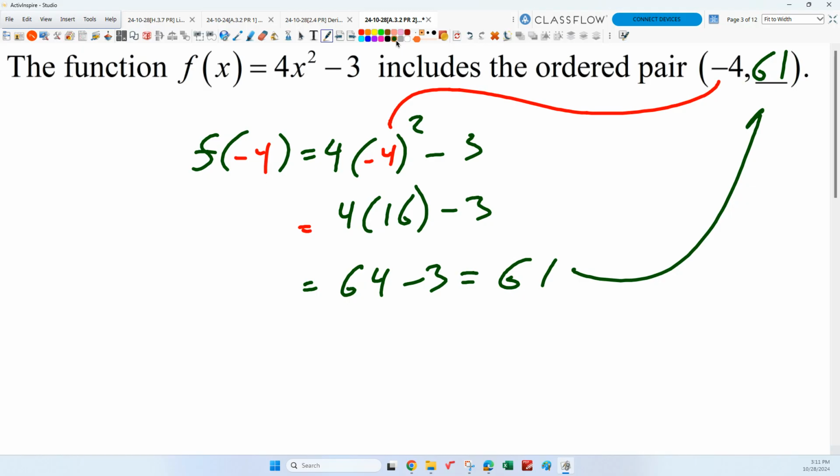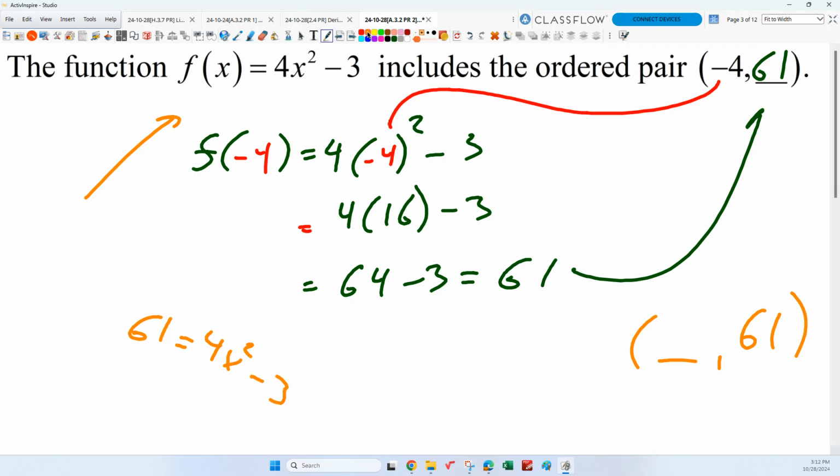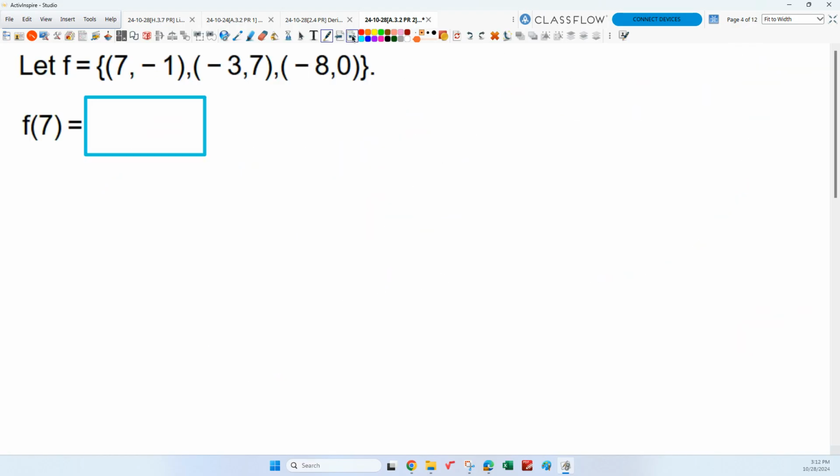If you just had the output value, how would you solve it? That's a good question. What if they gave me 61? Then what would I do to my equation up here? Where would I plug that? 61 equals, there you go. That would be a value of f of x. So I would plug that in for f of x, and I would get the equation 61 equals 4x squared minus 3. And I would solve that equation, which we'll learn how to do later in the class. Solve that quadratic equation.